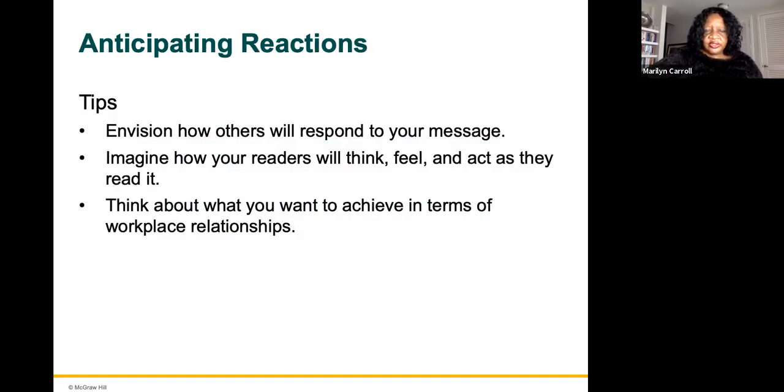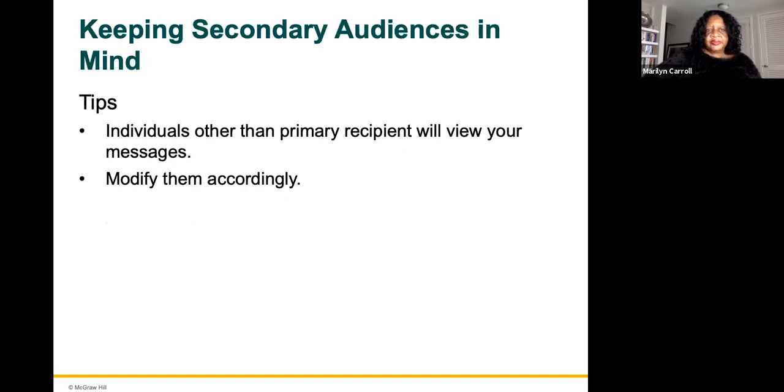So here are some tips. Envision how others will respond to your message. Imagine how your readers will think, feel, and act as they read it. And think about what you want to achieve in terms of workplace relationships. Additional tips include keeping your secondary audiences in mind, and that includes individuals other than the primary recipient. Review your messages and modify them accordingly. As I stated earlier in our conversation here today, I did something that was crazy by sending a message without really making sure it was perfect.